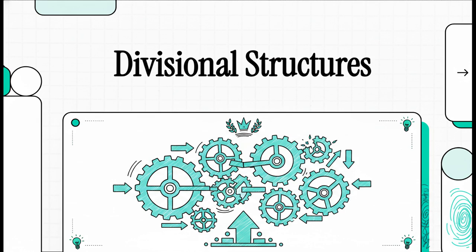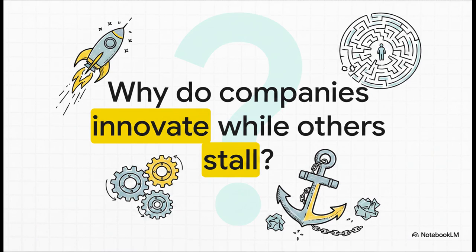If you've ever wondered how the gears of a massive organization either mesh together perfectly or, well, just grind to an agonizing halt, you are absolutely in the right place. So here's a question for you. Why do some massive companies innovate at lightning speed while others entirely stall out?